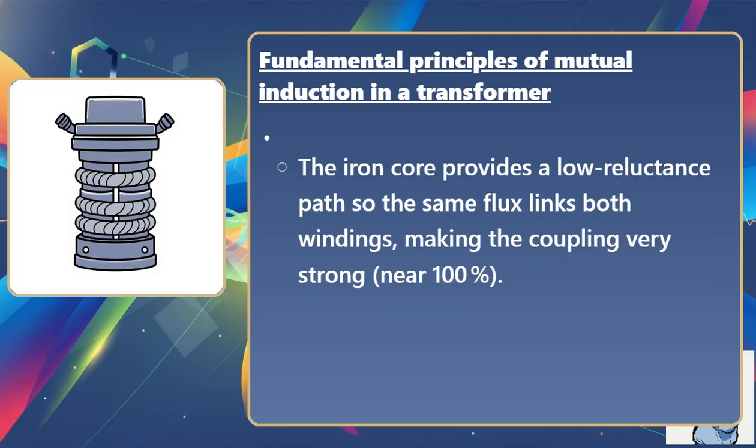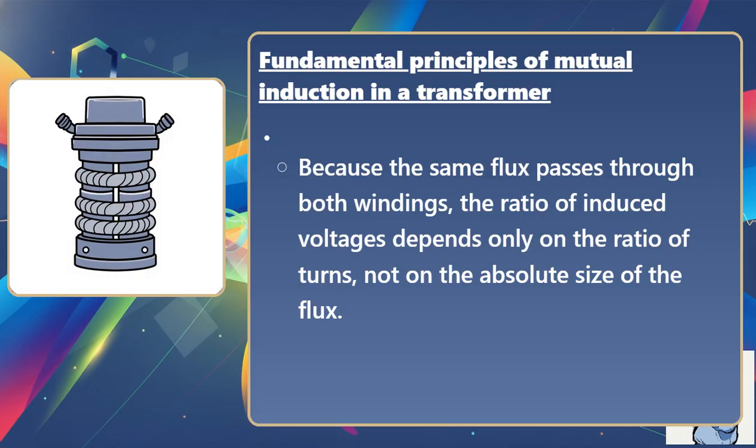The iron core provides a low reluctance path, so the same flux links both windings, making the coupling very strong, near 100%. Because the same flux passes through both windings, the ratio of induced voltages depends only on the ratio of turns, not on the absolute size of the flux. This basic picture is the heart of all transformer operation.